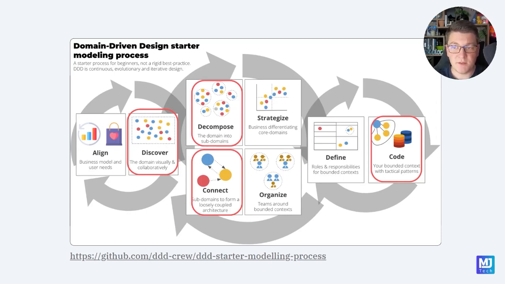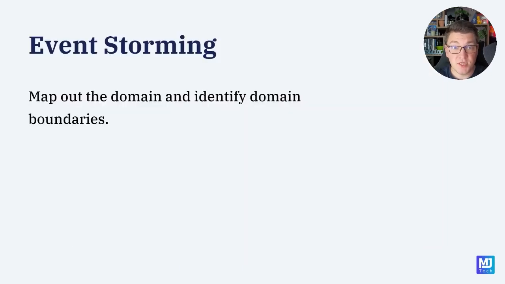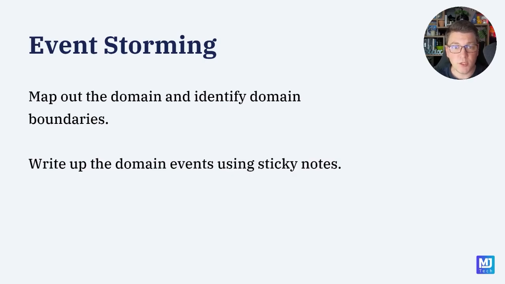And the first step in this process is discovery. For this step, we can use a technique called event storming, which is a collaborative and fun way to map your problem domain and explore your potential domain boundaries. How event storming works in practice is you gather all of the important stakeholders and people from the business and bring them together inside of one room.